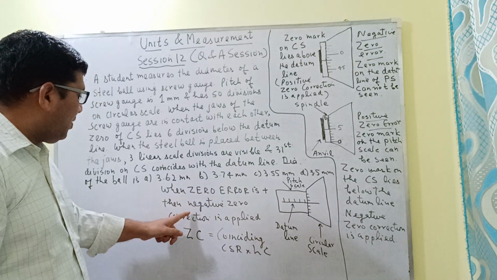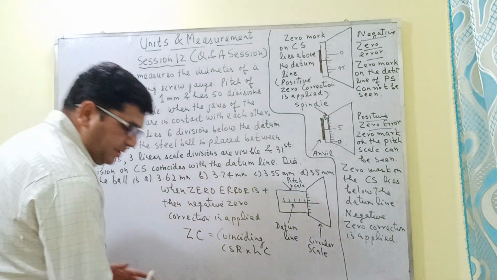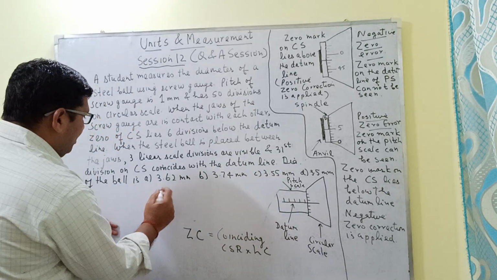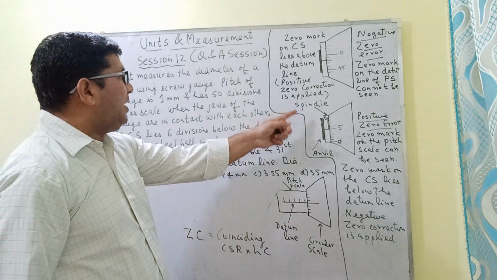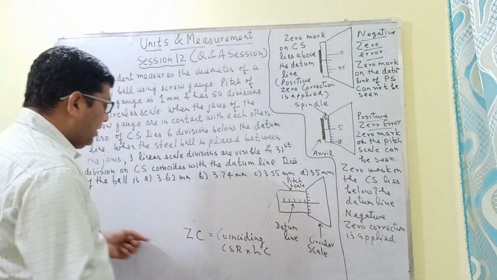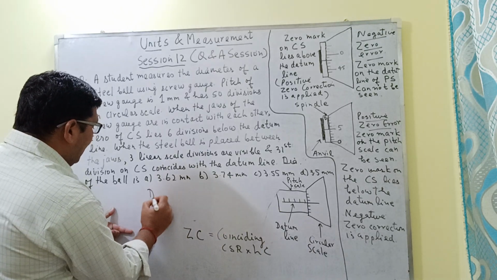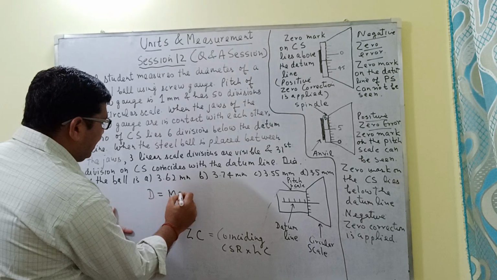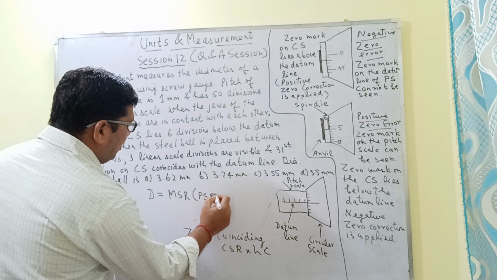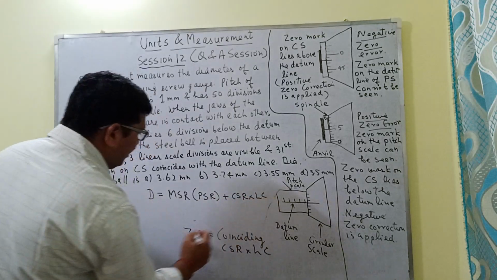Now when the zero error is positive, then negative zero correction is applied. The meaning here is that the dimensions which we have measured by using this instrument which has got the zero error, in the case of a positive zero error, the dimension will be equal to the main scale reading, that is in this case the pitch scale reading, plus the circular scale reading into the least count.